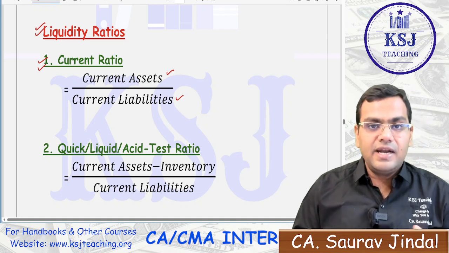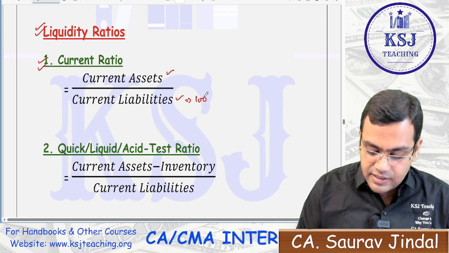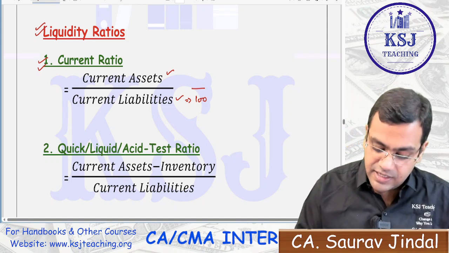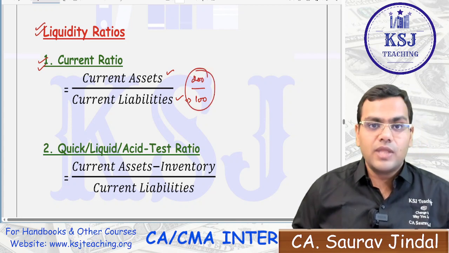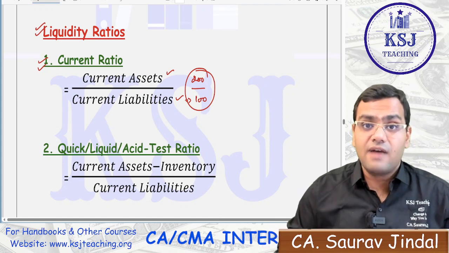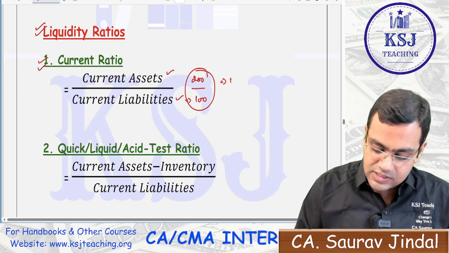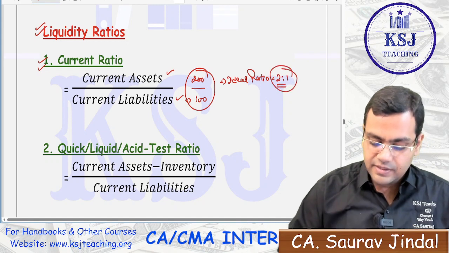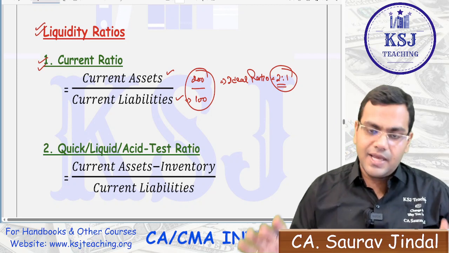Now, what is this current ratio trying to tell us? The current ratio tells us that if you have to pay someone 100 rupees, how much cash you should have in your pocket. The current ratio says you should have at least 200 rupees in your pocket, so that after paying off those 100 rupees, you have the extra cash, the extra money with you, right? So in this case, what is your ideal ratio? The ideal ratio is 2:1, right? The ideal ratio in this case is 2:1, current assets divided by current liabilities.